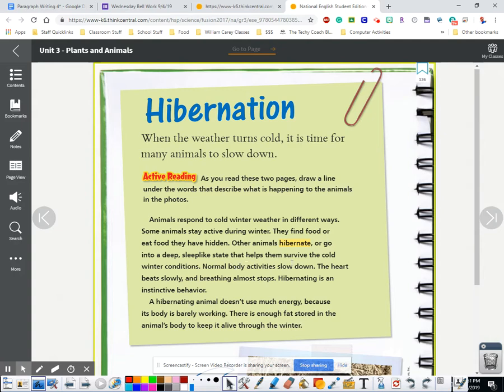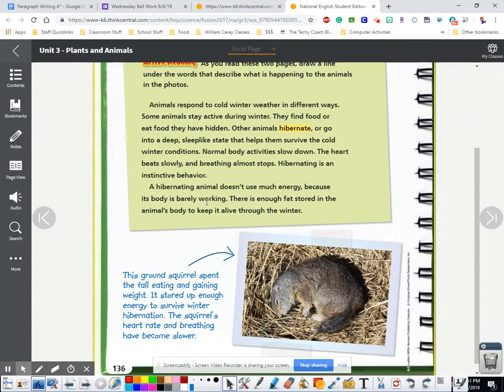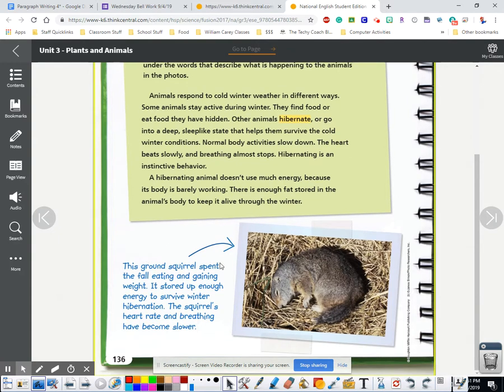Normal body activities slow down, the heart beats slowly, and breathing almost stops. Hibernating is an instinctive behavior. A hibernating animal does not use much energy because the body is barely working. There's enough fat stored in the animal's body to keep it alive through the winter. This ground squirrel spent the fall eating and gaining weight. It stored up enough energy to survive winter hibernation. A squirrel's heart rate and breathing have become slower.